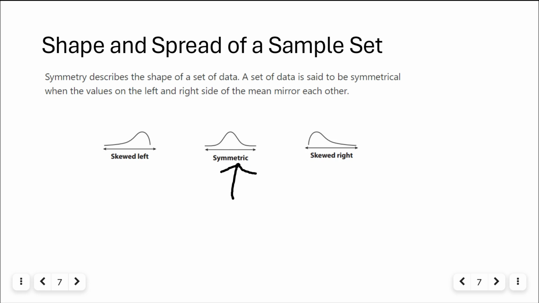All right, there are 2 other types of data that you can have. You could have data that's skewed left. So skewed left, it's a little confusing, means most of the data is on the right. There's only a little bit of data on the left. Skewed right means most of the data is on the left, and there's a very little bit of data on the right. Okay, so there's 3 types of shape and spread: skewed left, symmetric, and skewed right.